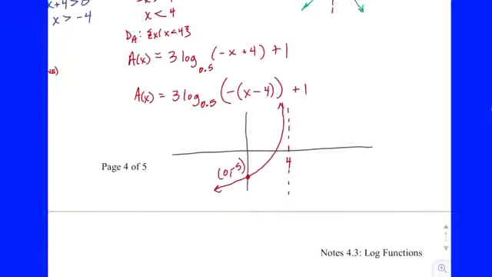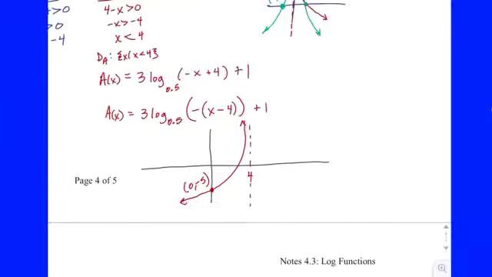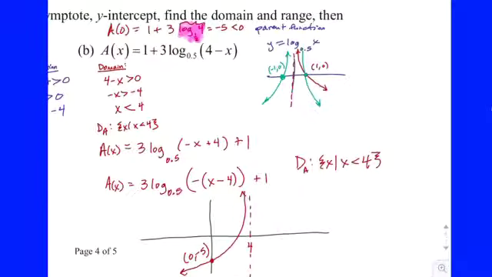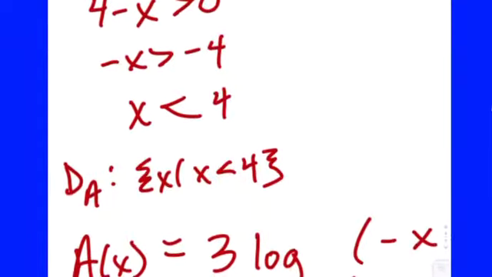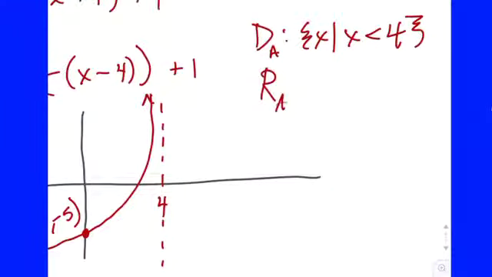Now, the x-intercepts are not going to be as easy to find. You're going to have to solve a log equation to do that, and we're not going to do that here. But let's go ahead and find the domain from our graph. What's the domain from our graph? Set of all x such that x is less than 4. Is that the same thing we got algebraically? Yeah. Life is good. What's the range of A?